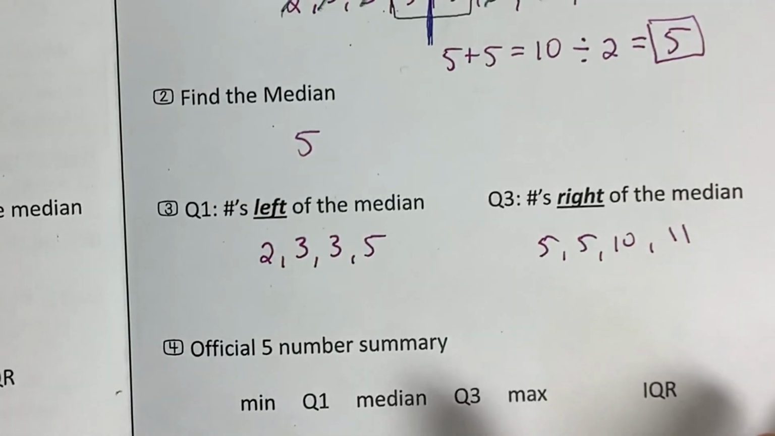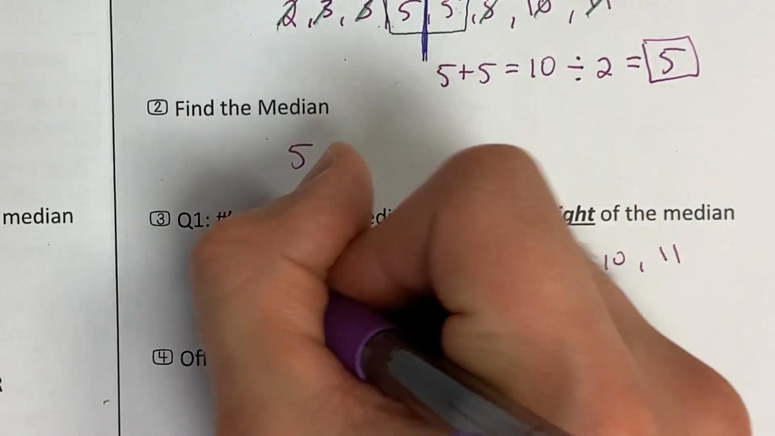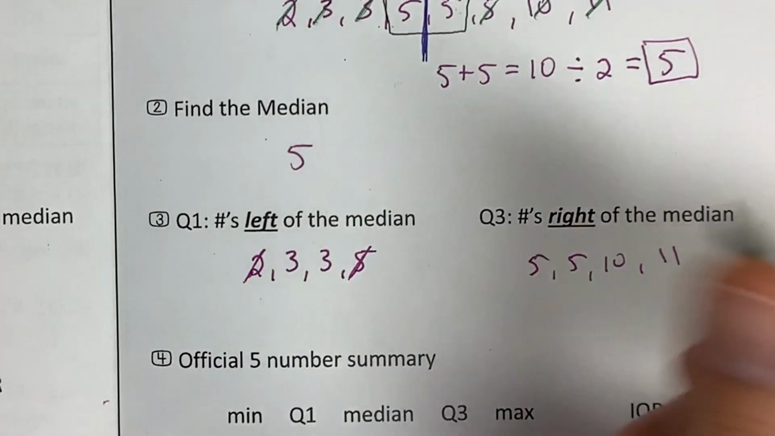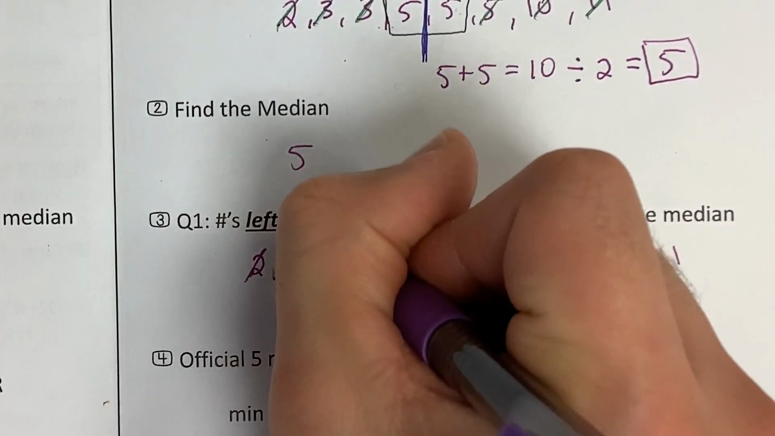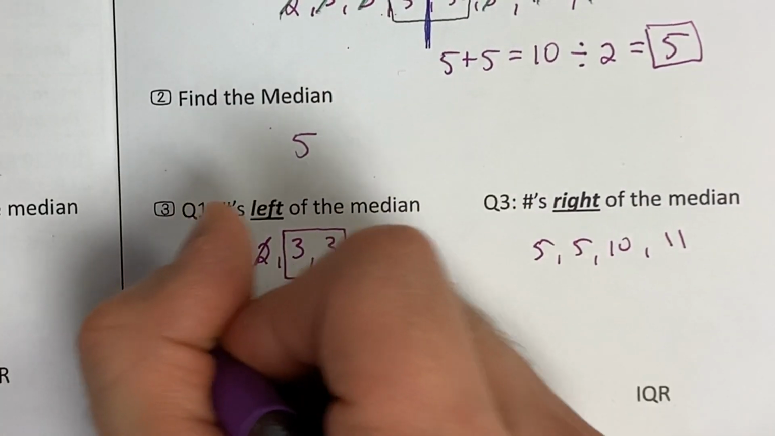Now they're already in order, so I can go ahead and find the medians of these 2. Well, I go ahead and cross out my edges, 1 edge at a time. Oh, look at that. If I were to cross out the next set, I would have no numbers left. So I have 2 numbers in the middle. What do I do? I add them together.